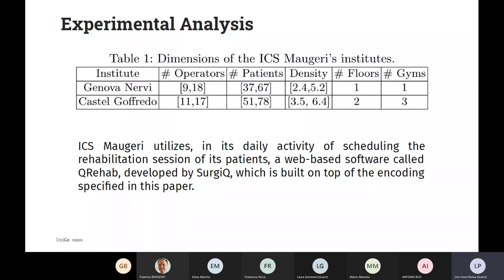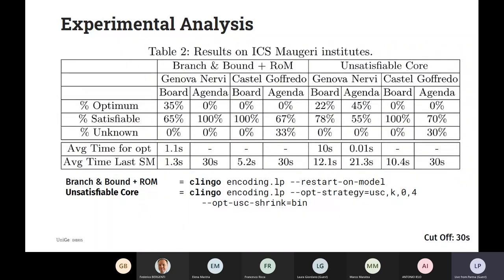Also, one important thing is the number of floors and gyms that are available in the hospital, because of course, being orthopedic and neurological patients, you cannot move around using stairs. So you need to have all locations on the same floor in which the patient is sleeping in their room. So these are the results for the Maugeri institutes.